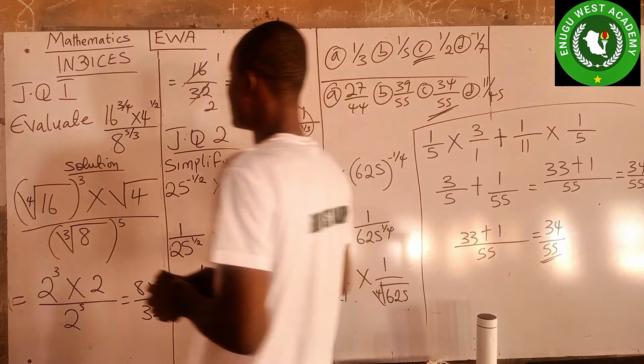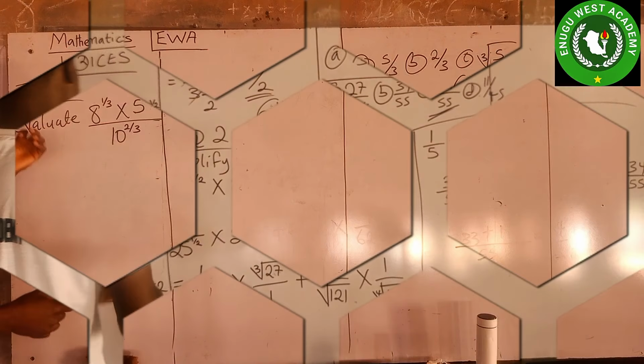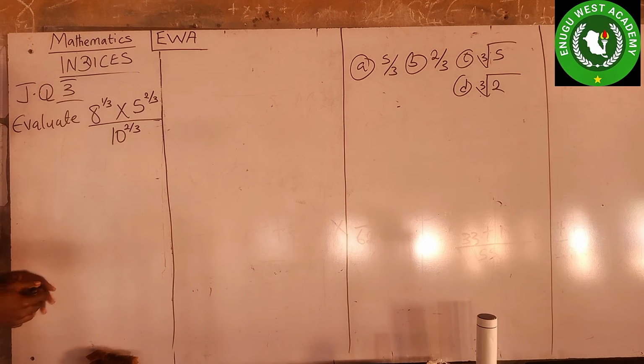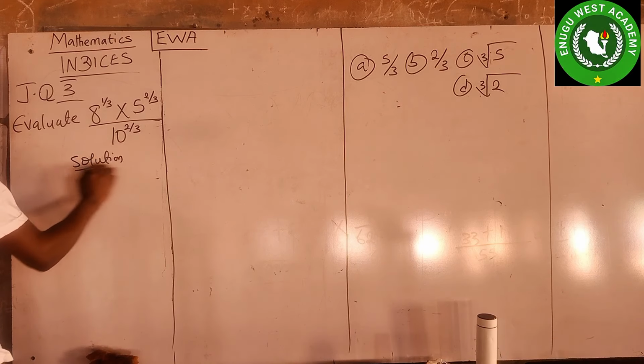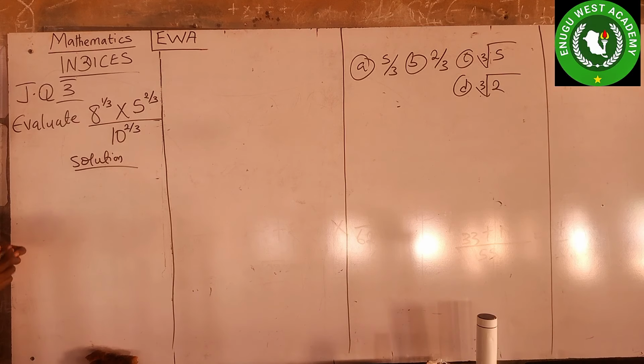So let's go to JAMB question 3. Over to JAMB question 3. And this is a 1998 JAMB question. So we are going to have the solution. Now we have: evaluate 8 raised to power 1 over 3 times 5 raised to power 2 over 3 over 10 raised to power 2 over 3. This is very simple. Now, see what we're going to do.